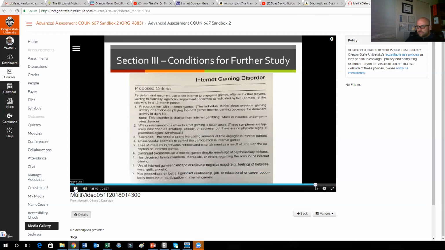There's been a lot of increased attention these days on screen use addiction, not just limited to internet gaming, but screen use of all types.